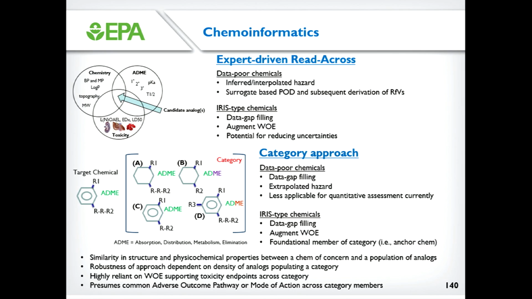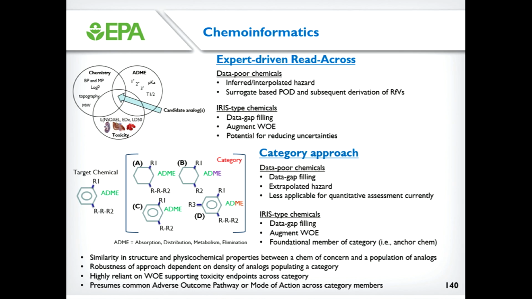The robustness of this approach is really dependent upon the density of your category, how many members you have in that category, and it's highly reliant upon the weight of evidence supporting tox endpoints. Not meaning that not all of them have to induce some liver endpoint or some thyroid endpoint, but rather at least it has to have some similarity within neighborhoods within your category, based upon structure and physical properties. And the category approach assumes some close or similar adverse outcome or mode of action pathway.